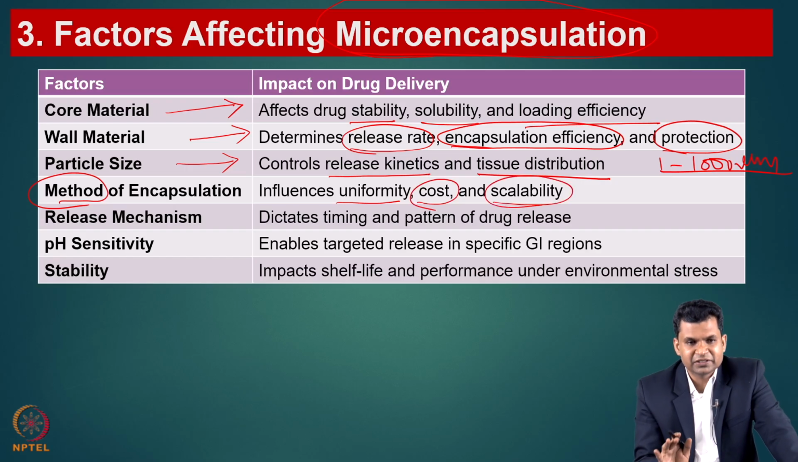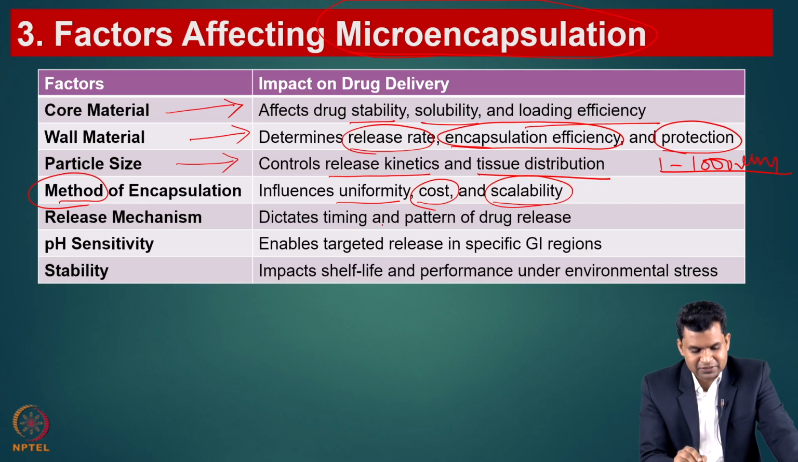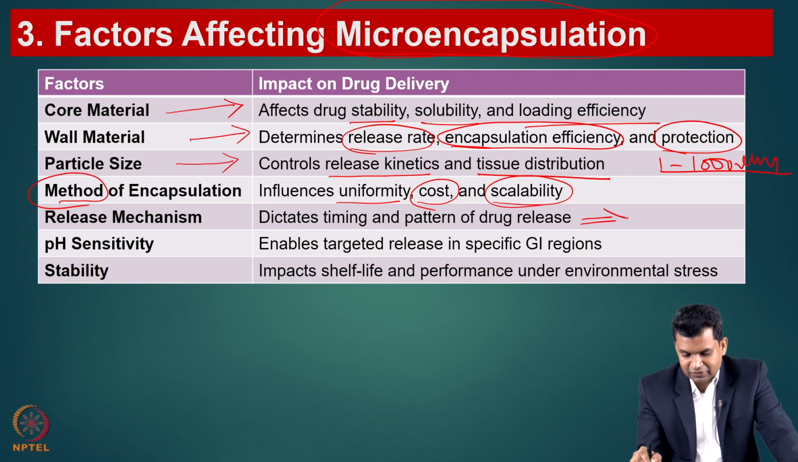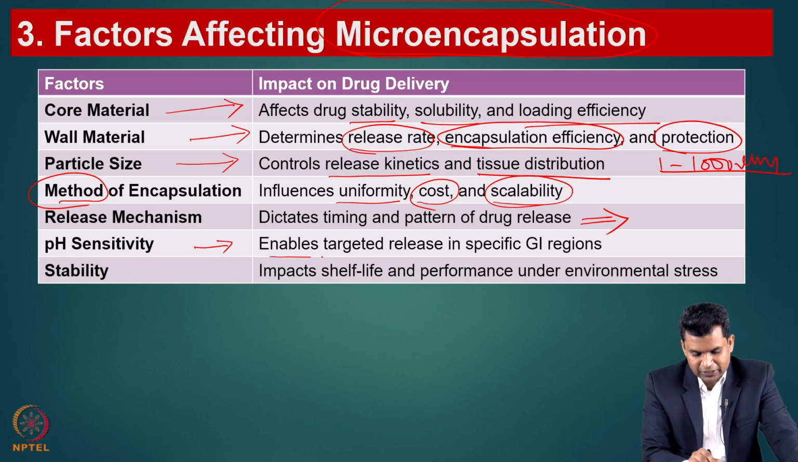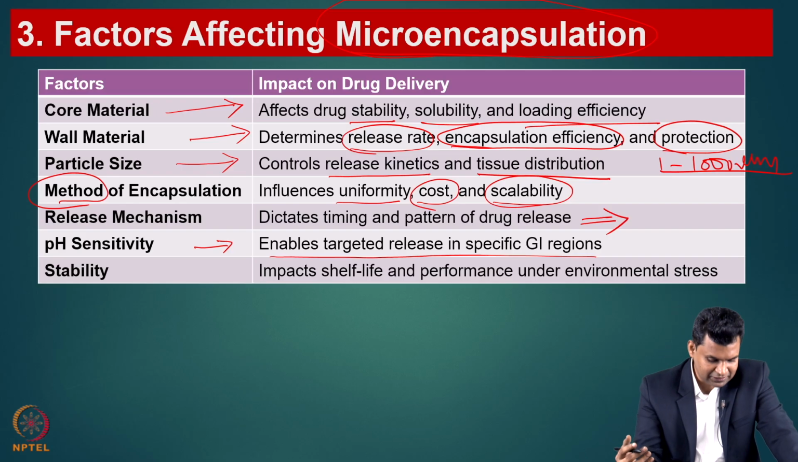So, the method of encapsulation should always be an economical and scalable technology like spray drying and other types of methods. Release mechanism will depend on the type of material, and ultimately that will affect the final release of the core material in the polymers. pH sensitivity will also help, as we discussed in the case of the enteric coating polymers. So, definitely with this also you can expect targeted drug release.